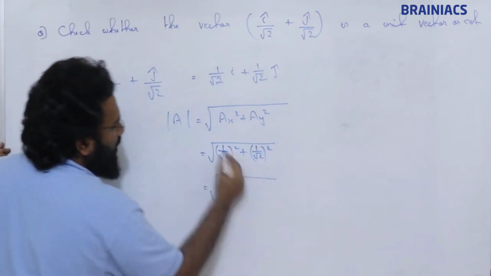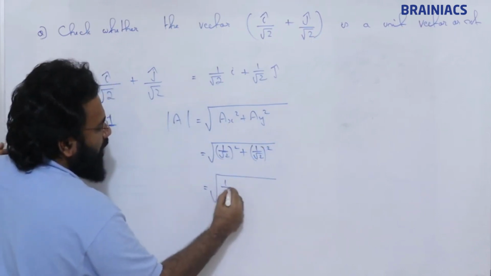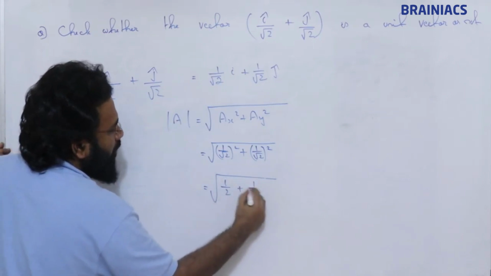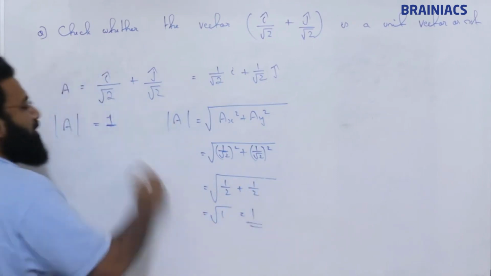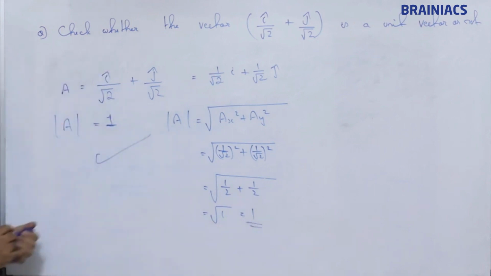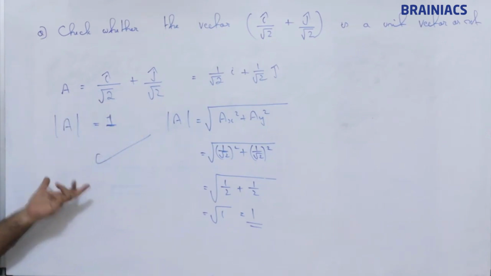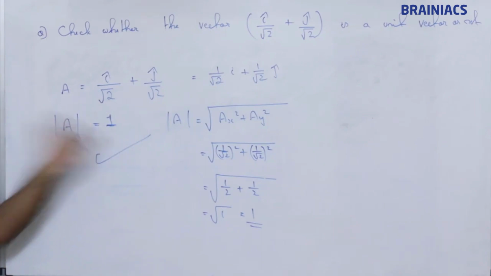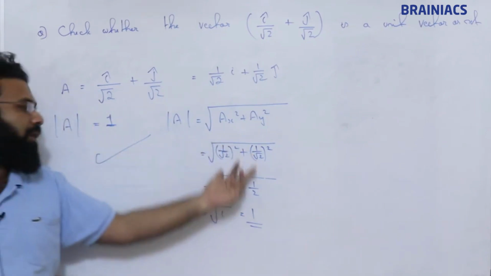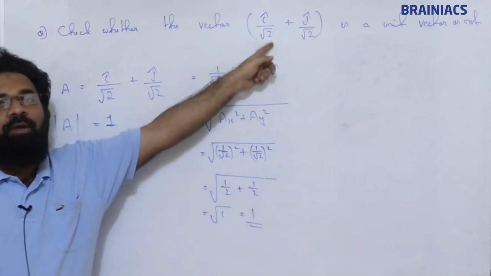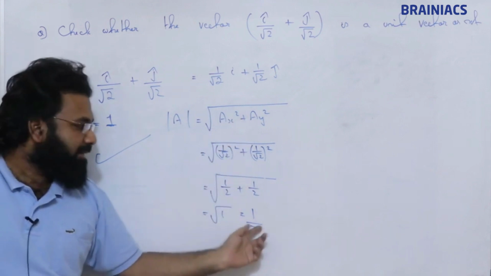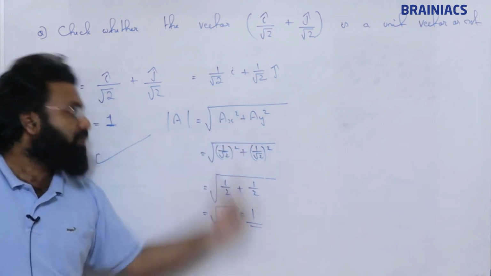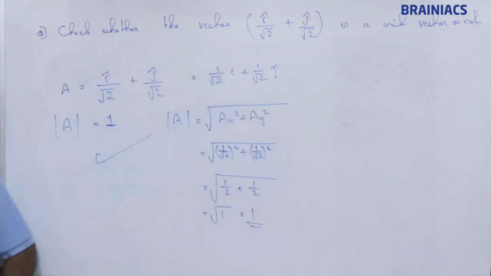So what is happening? 1 by root 2 all square is what? 1 by 2. This is also 1 by 2. So root 1 is equal to what? 1. So this is a unit vector. Clear, all of you? The magnitude of a unit vector is always 1. We just found the magnitude of this vector by using this formula. So that answer is 1, and since the answer is 1, this is a unit vector.